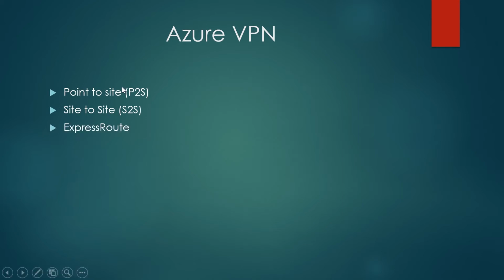And we have the third type of VPN, which is the ExpressRoute. ExpressRoute is a special type that Microsoft Azure provides. And we'll see what that actually is in later slides.